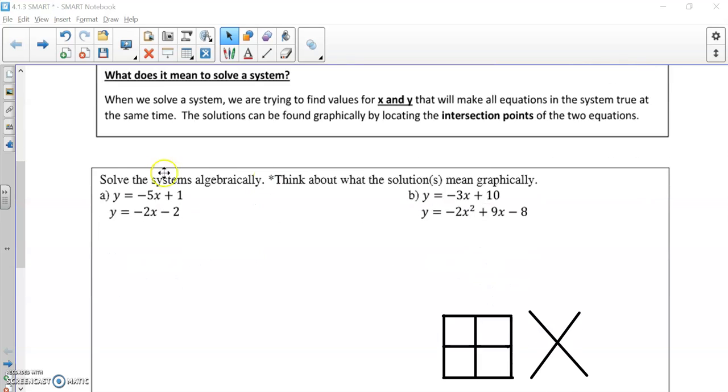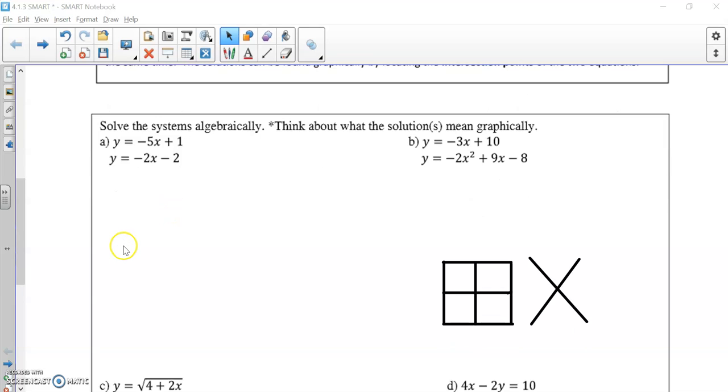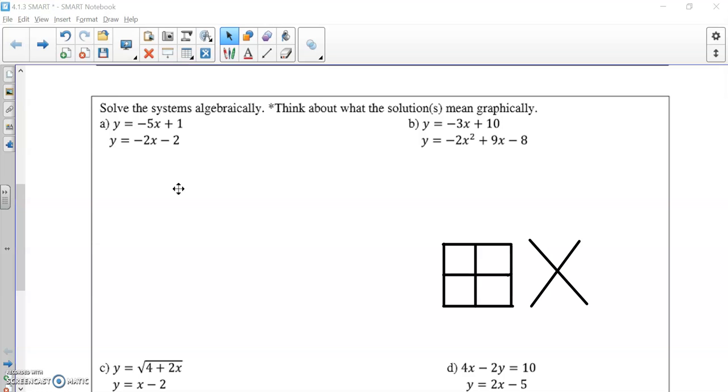So the solution to a system of equations is just the point where they intersect. And so we are going to find those points algebraically, though you can always, of course, do them graphically as well. So to start, we can see this right over here is our first system, that y equals negative 5x plus 1, and y also equals negative 2x minus 2.